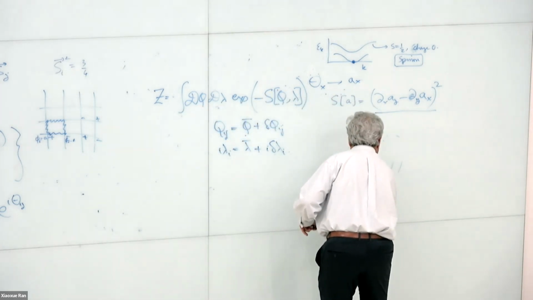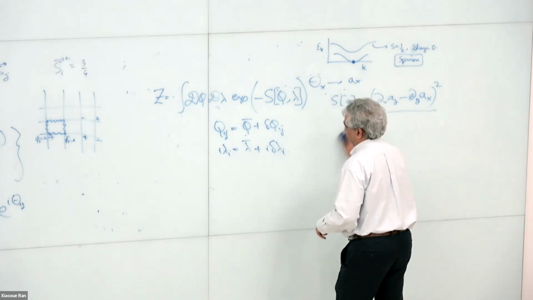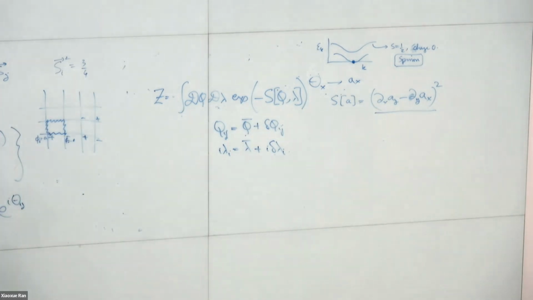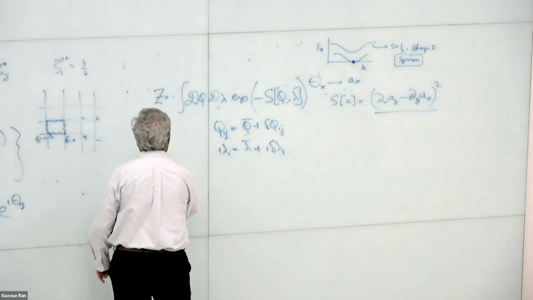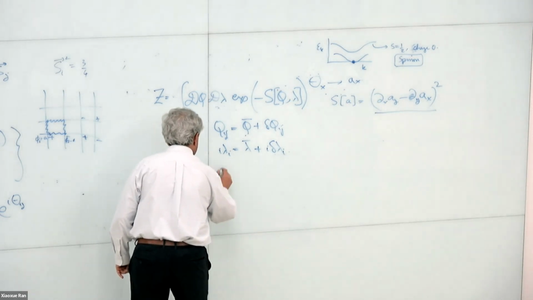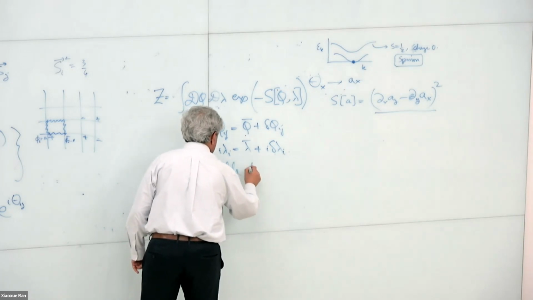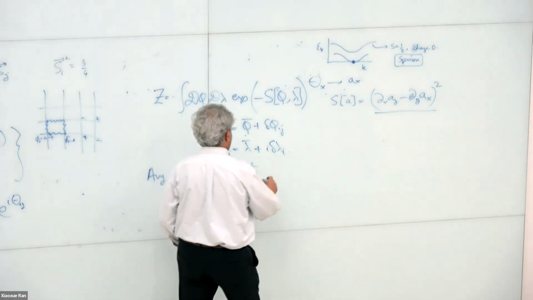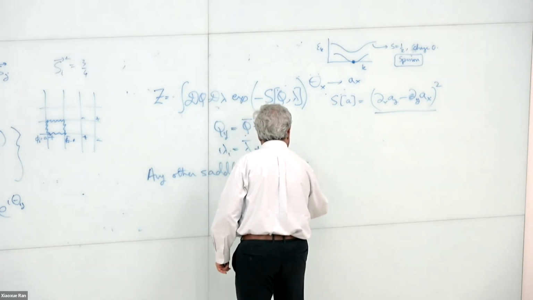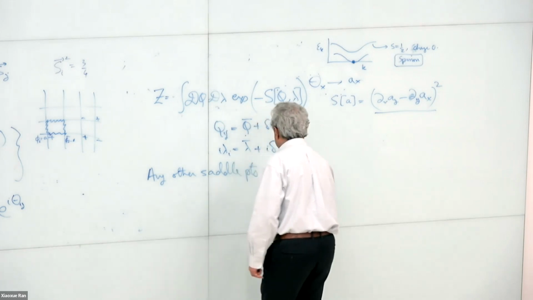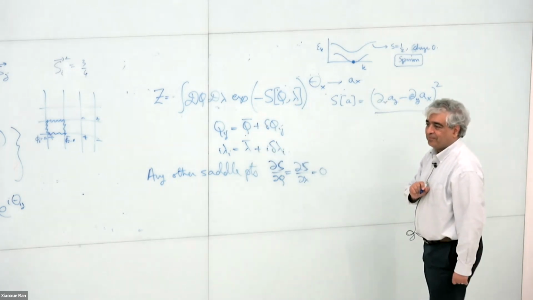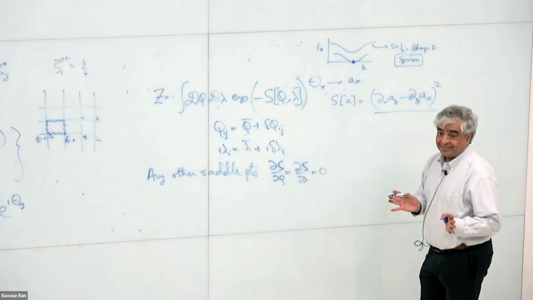So the question is, are there any other saddle points? This is the saddle point we're working with. Are there any other saddle points? In other words, any other solutions of dS/dQ equals dS/d lambda equals 0? Are there any other solutions of this other than constant? Okay. And the answer is yes.